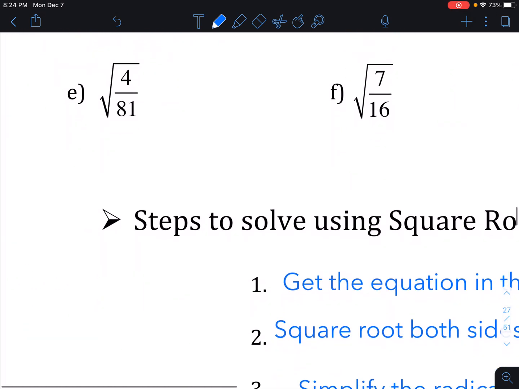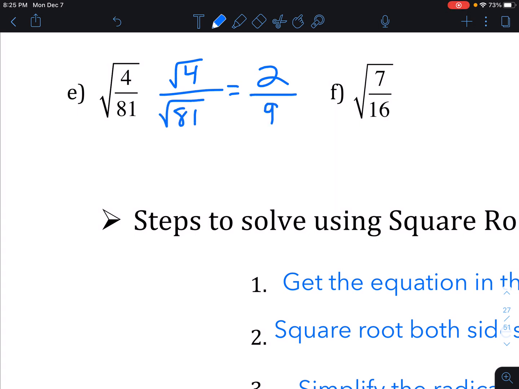Okay, don't get alarmed by fractions. They're actually really easy, especially this one. When you have a gigantic square root, notice it's covering both the 4 and the 81. That means it's intended for both numbers to be square rooted. Both of them are actually perfect squares. So the square root of 4 is 2. The square root of 81 is 9. So no more radical in the problem.